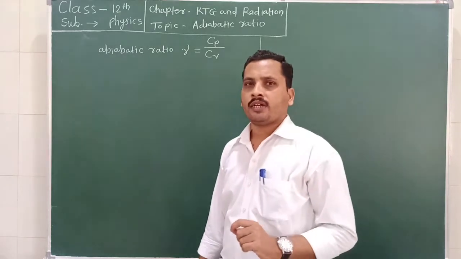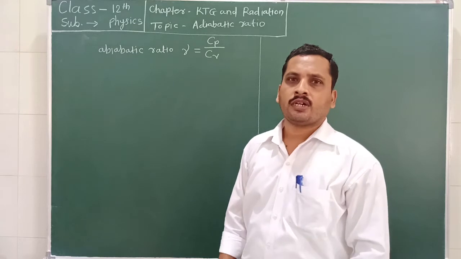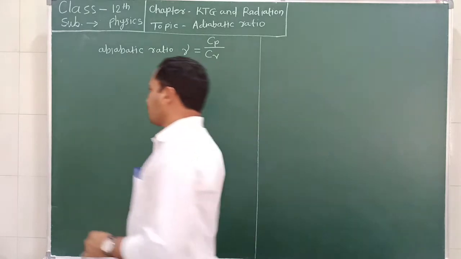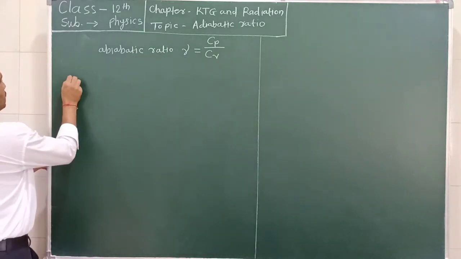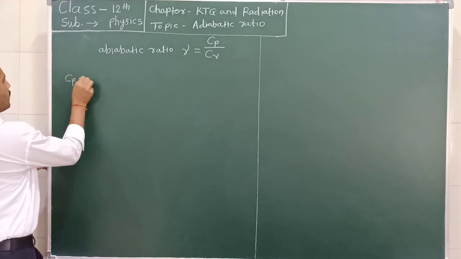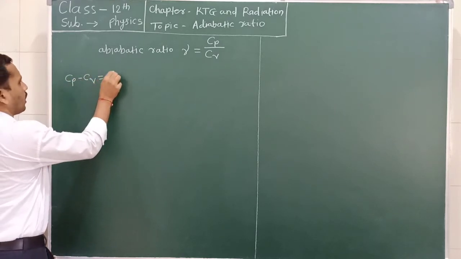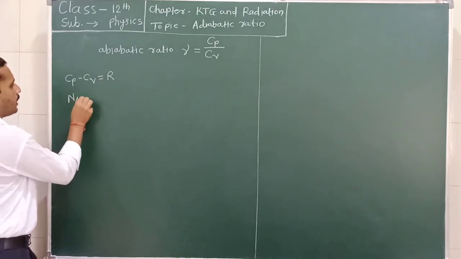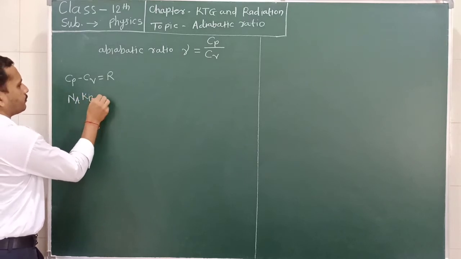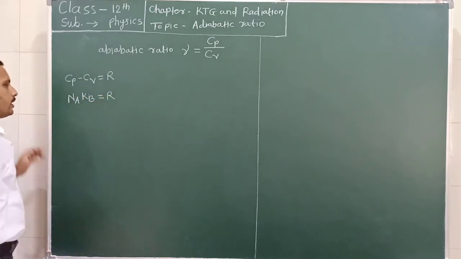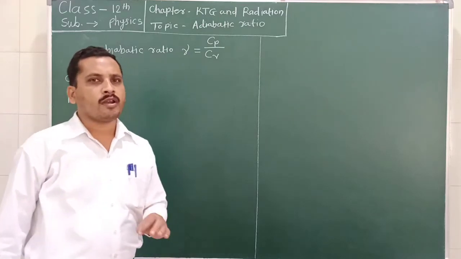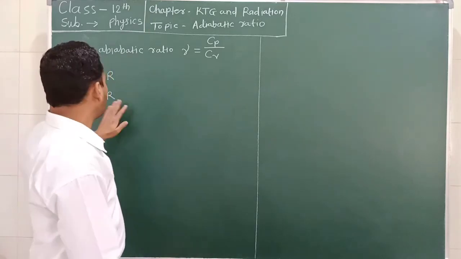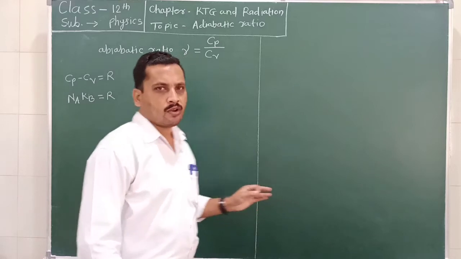But before that, we derive the Mayer's relation. Also, some relations which are useful to find this equation, we are going to write here. So, the Mayer's relation shows that Cp minus Cv is equal to R. This is the Mayer's relation. Again, Na multiplied by kB is equal to R, where Na is the number of molecules in 1 mole of the gas, kB is the Boltzmann constant, and R is the gas constant.